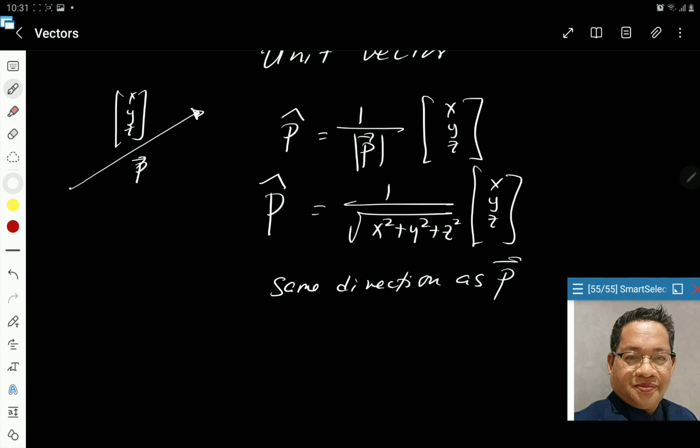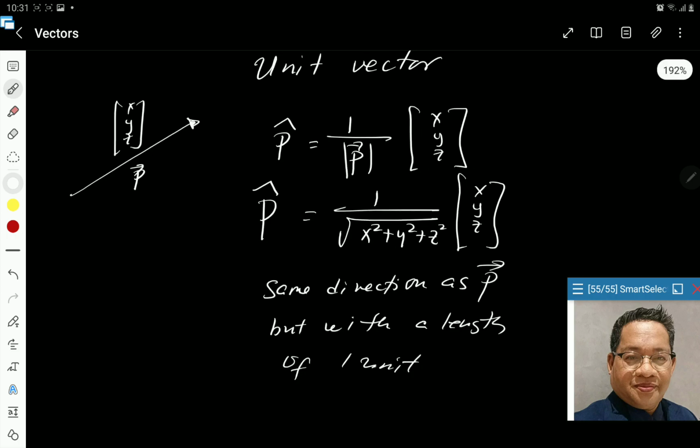So this is your unit vector that is in the same direction as vector p, but with a length of 1 unit. Okay, please remember this summary here.